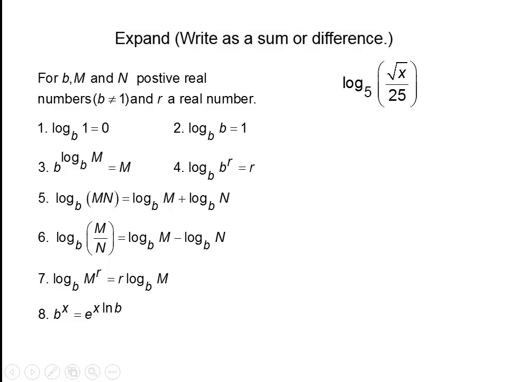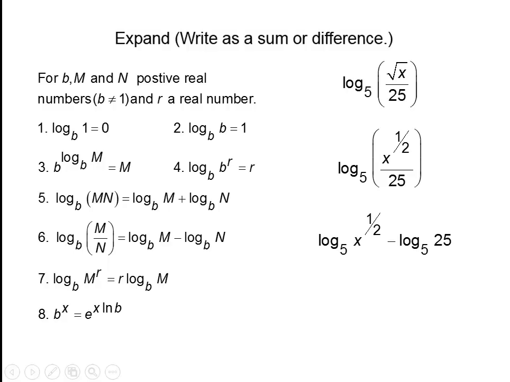Here's another one. A good way to start this problem is to recognize again that there isn't any radical ideas here in the properties, and so it's best if we write square root x as x with an exponent of 1/2. Now we can use property 6, having to do with quotients, to write the quotient as a difference, and then in the first term the exponent can be written as a factor, and the second term can be simplified to 2.